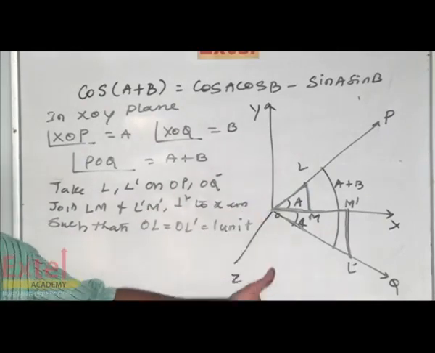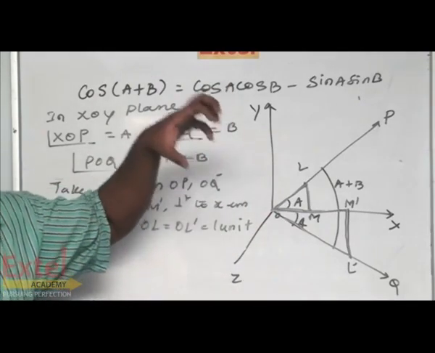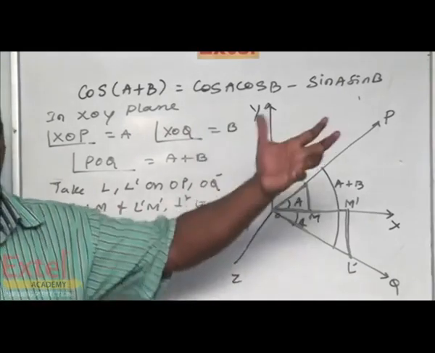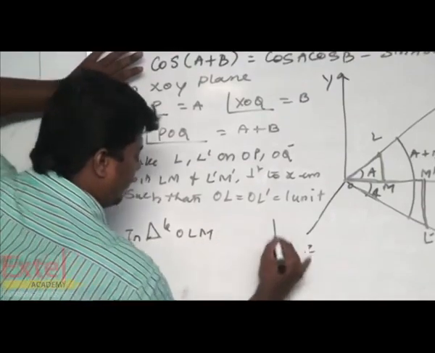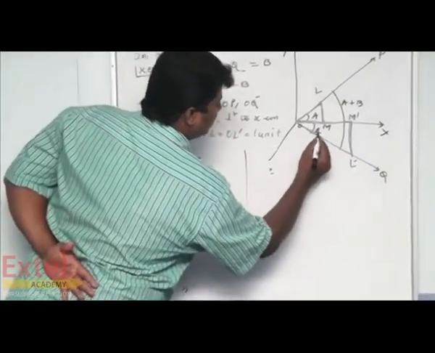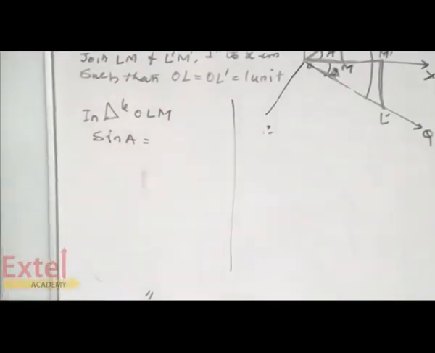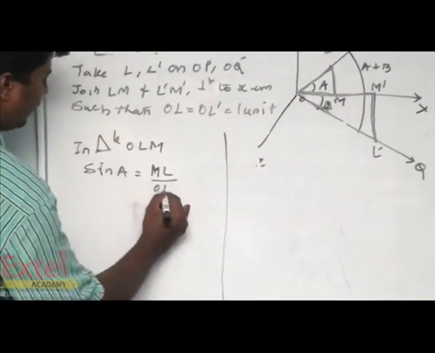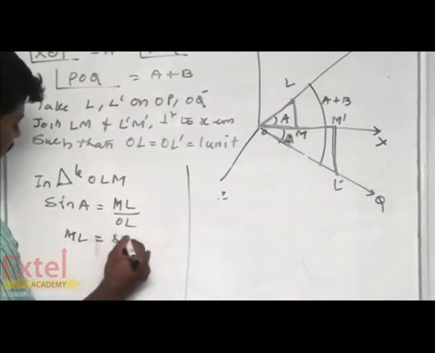So we are taking the two points L and L dash, and joining the two perpendicular lines LM and L dash M dash. We have found that we have two right angle triangles, OLM and OL dash M dash. It is given that OL is equal to OL dash is equal to 1 unit. Now we are taking the first right angle triangle, the right angled triangle OLM. In the right angle triangle OLM, I can find sin A, which is opposite side by hypotenuse, that is ML divided by OL. So sin A is equal to ML by OL. Since OL is equal to 1, ML is equal to sin A.